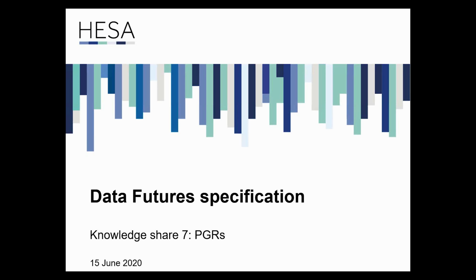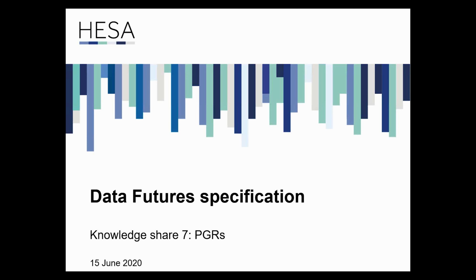Okay, so as Matt said, plan for today, we're going to talk to you about postgraduate research students in the Data Futures specification. The plan is I'm going to take you through the key fields within the model that apply to PGR students and some of the differences in the way that PGR students are recorded compared to other students, and then have a look at writing up and how that's returned to us.